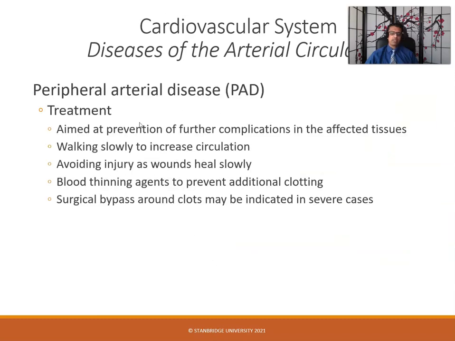Peripheral artery disease treatment is aimed at prevention of further complications and affected tissues. Walking slowly to increase circulation, avoiding injury as wounds heal slowly, blood thinning agents to prevent additional clotting, and surgical bypass around clots may be indicated in severe cases.